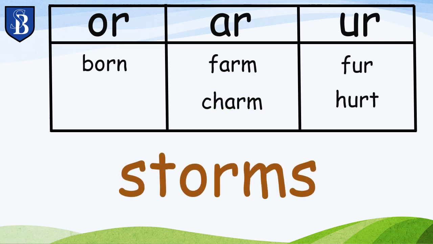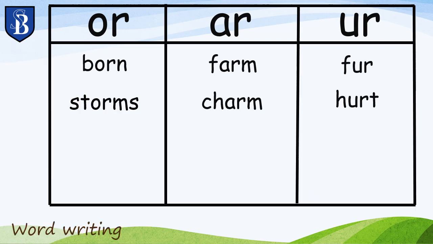How about this word? It's a little bit longer. Let's segment and blend it together. First of all, does it have the or, ar or ur digraph? Yeah, I think it does. Look, in the middle, there's an O and an R to make the or digraph. Or, storms. Where should storms go? Well done if you said it needed to go in the or column. Storms has an or digraph.